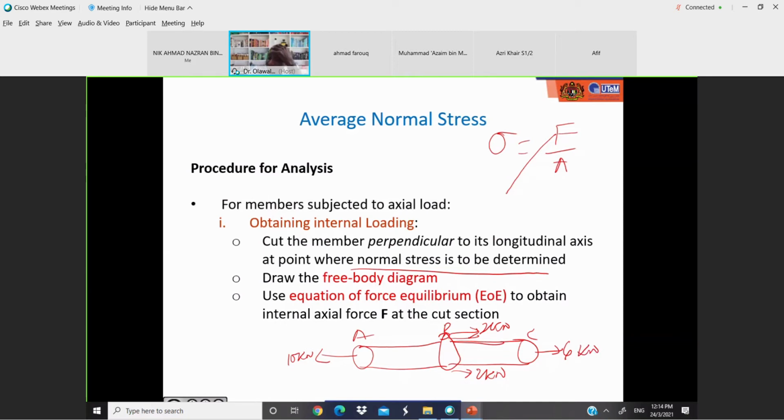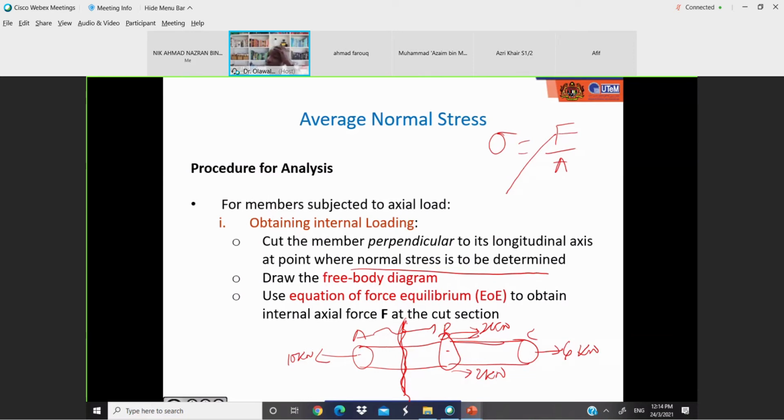Now I want to determine the stress at AB. This is A, this is B. I want to determine the stress in this region here, AB. All I need to do is cut this, determine the force acting on AB, then draw my free body diagram, use EOE to determine the force. So that's what we are saying.